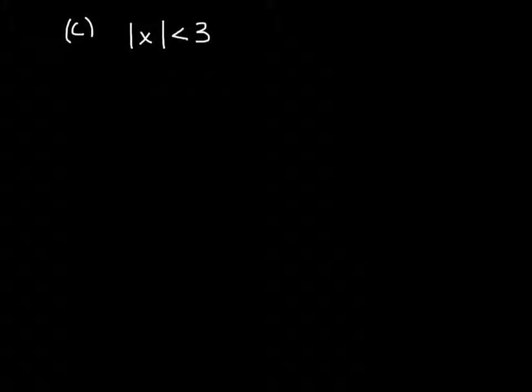C is the absolute value of x is less than 3. So my first scenario is x is greater than negative 3. So you flip the symbol when you put the negative. And this one is and, so it's an intersection. X is less than 3. So when you keep the same number, you don't have the negative, then you keep the symbol the same. So now I'll graph it.